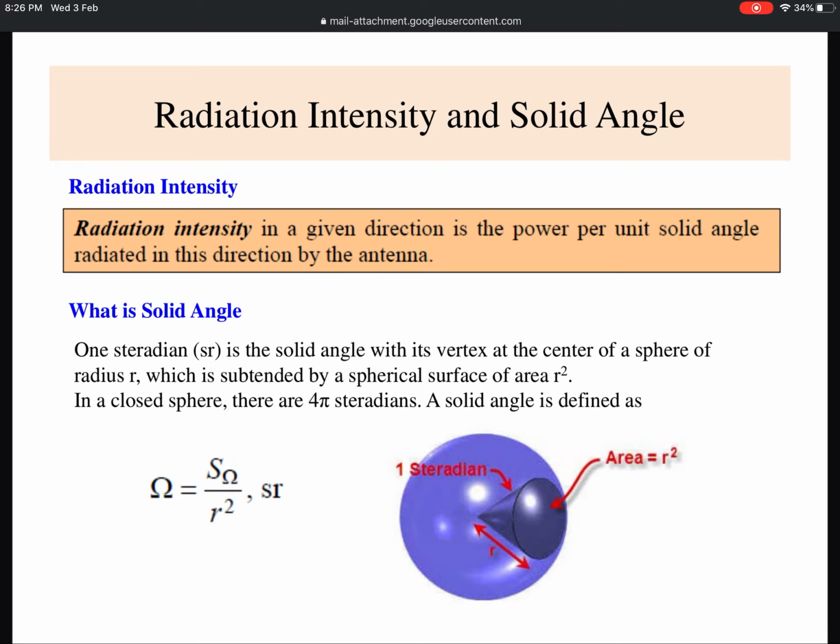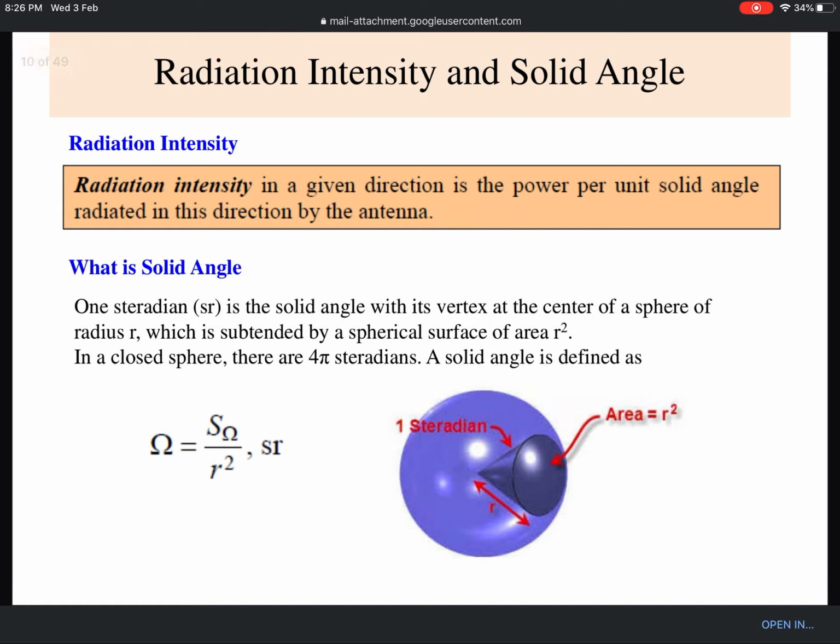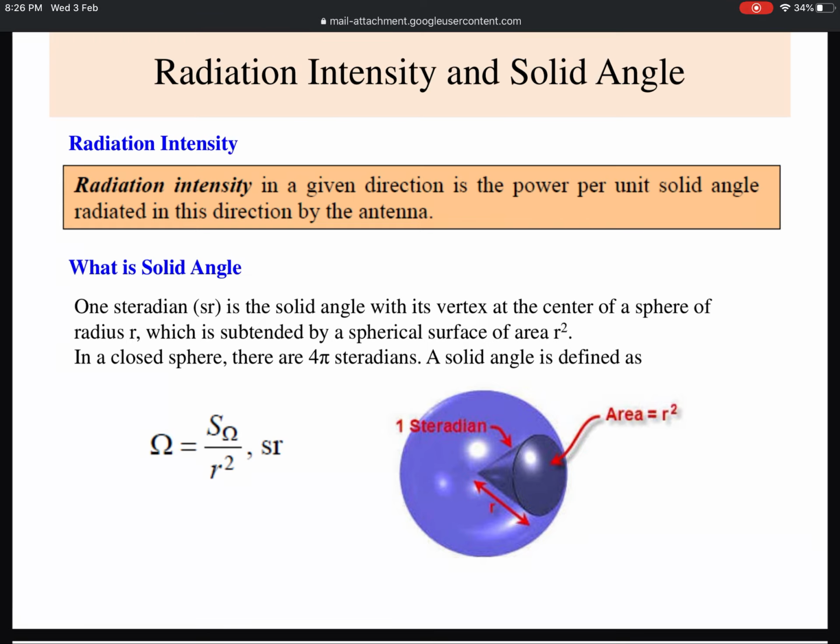The solid angle is defined by dS by r square, or dΩ equals dS by r square. To understand what a solid angle is, you have to take the help of this sky blue colored sphere. In that sphere I have selected an area. Let's say this area subtends a radius of r, and that area is r square. So what I have to do is take the area that we have selected divided by r square.